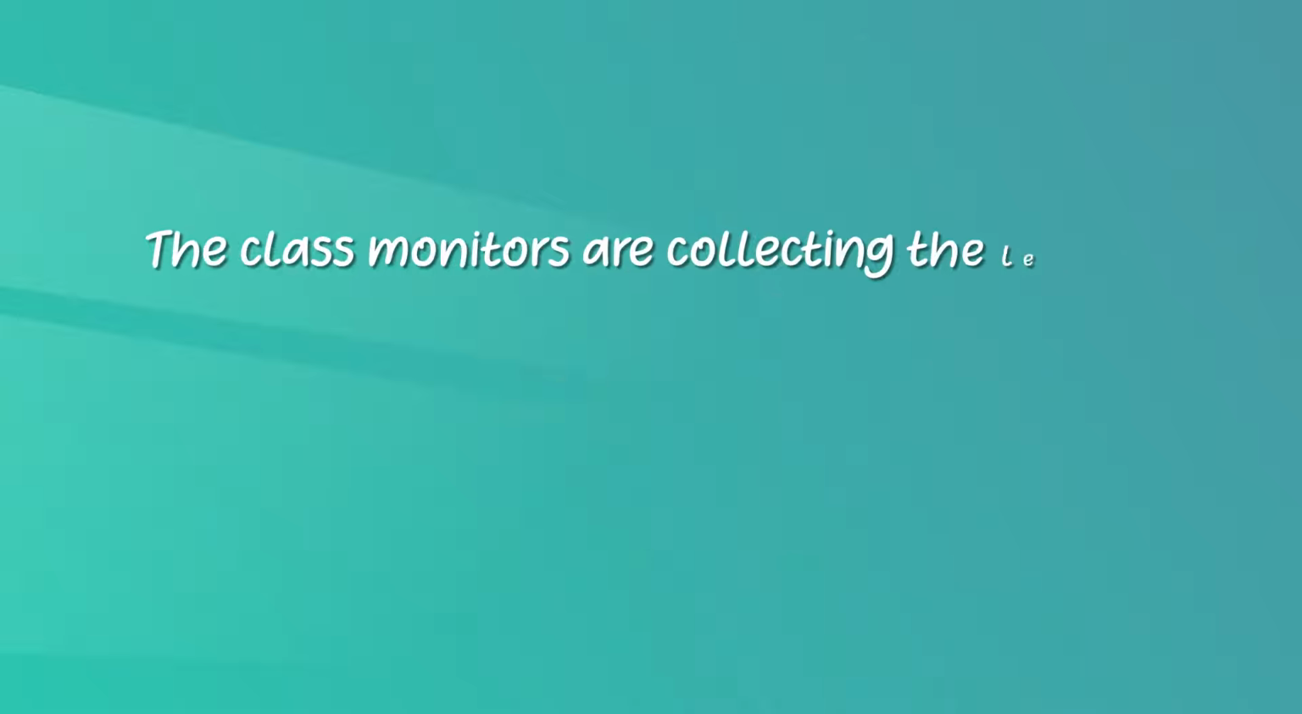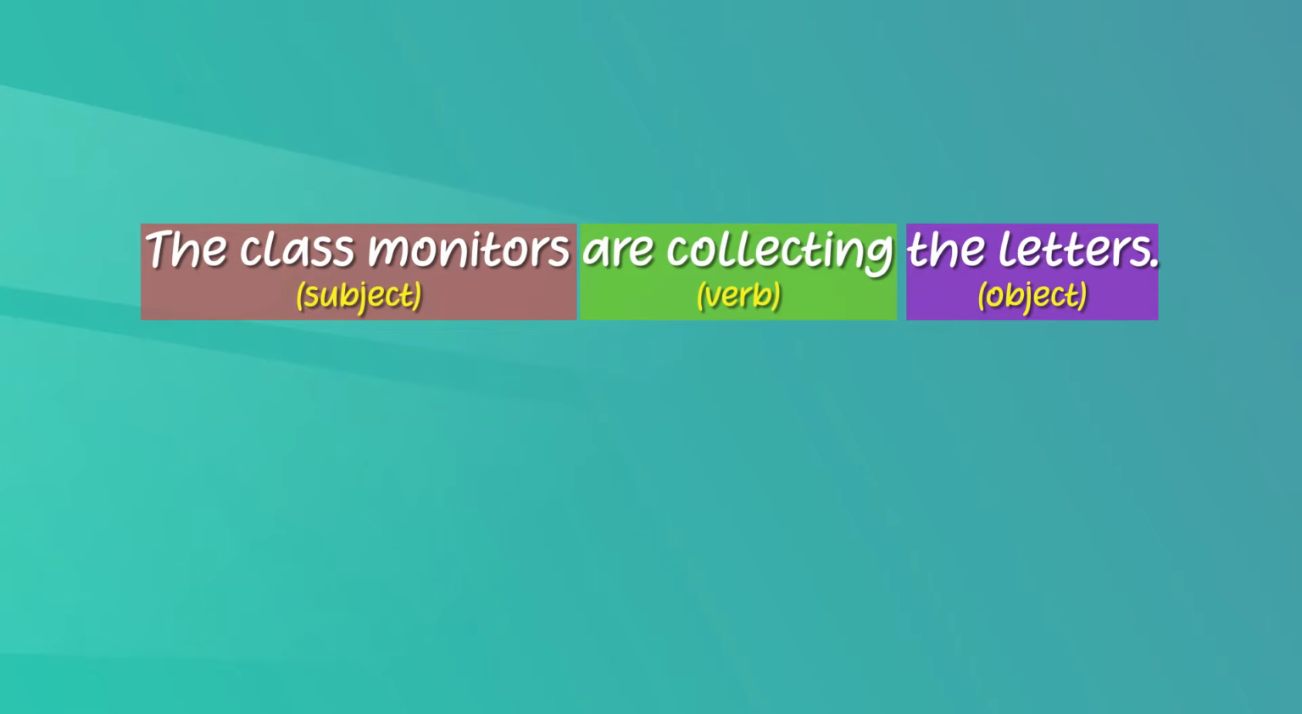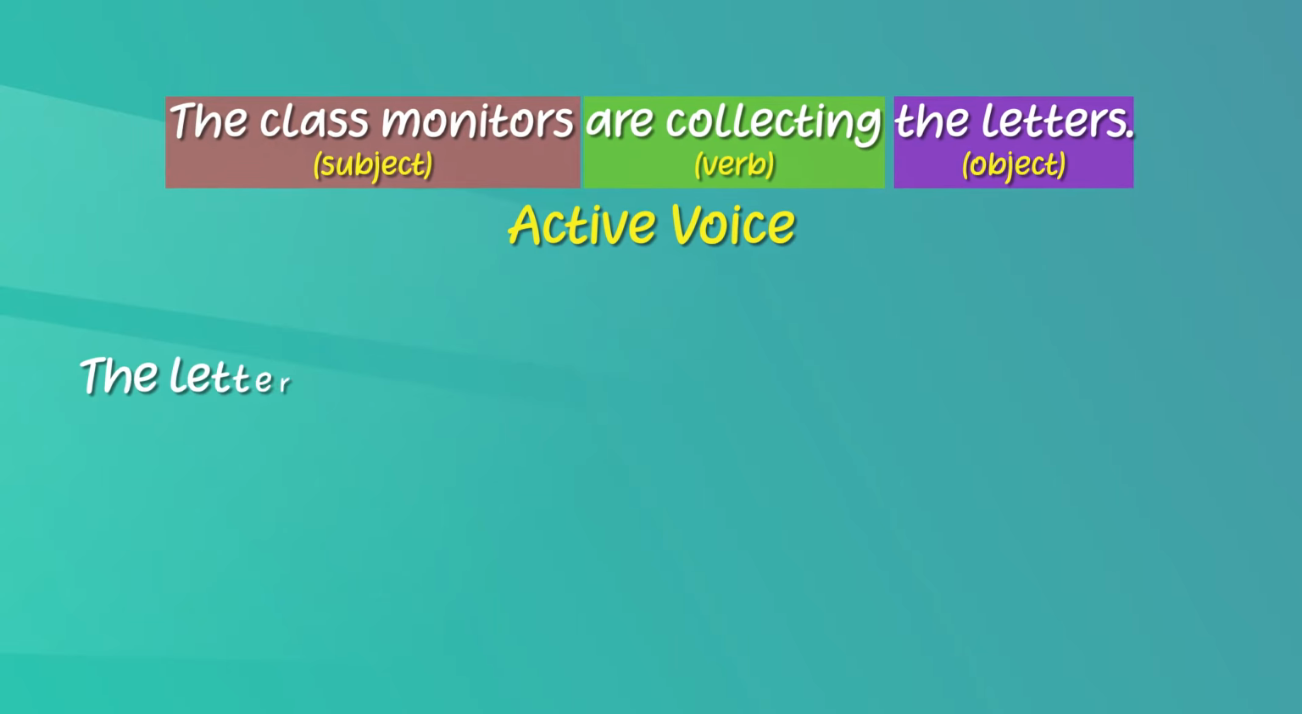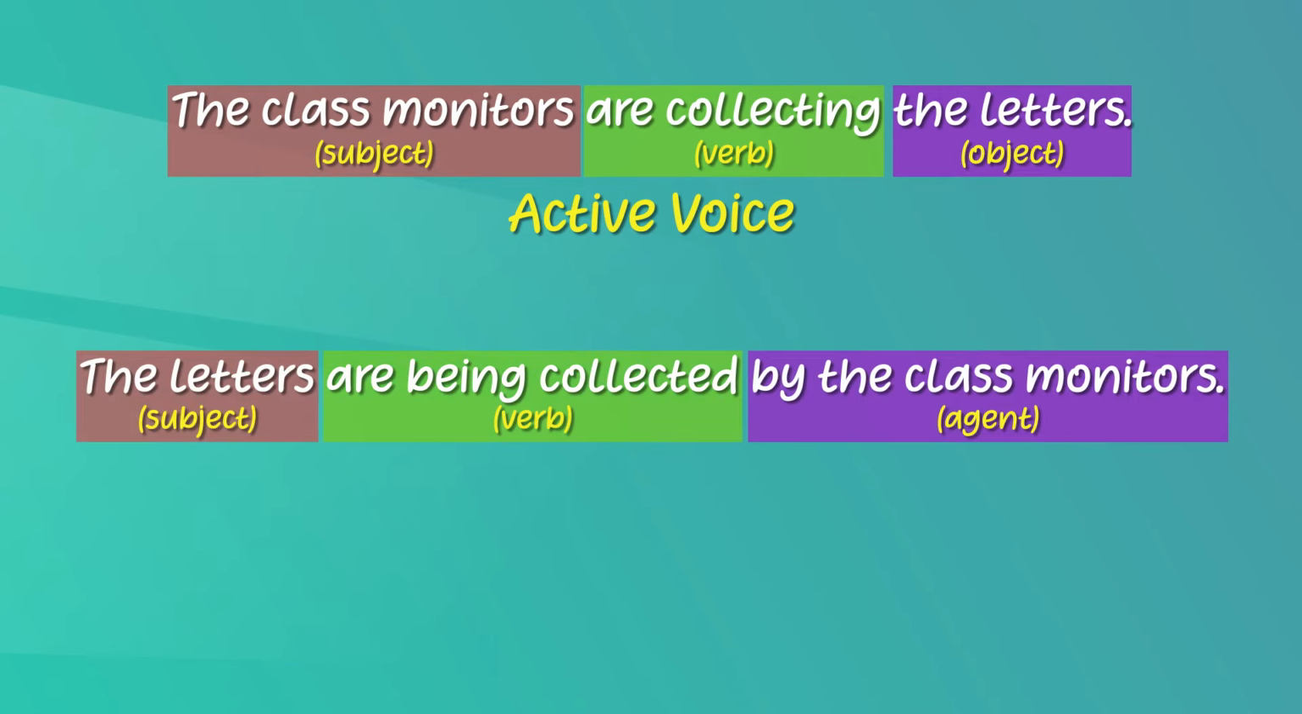Look at this sentence. Can you identify the subject? Yes, the class monitors is the subject. Are collecting is the verb and the letters is the object. This sentence is in active voice. Look at the second sentence. Here the sentence order is changed. Now it is, the letters are being collected by the class monitors. This sentence is in passive voice.